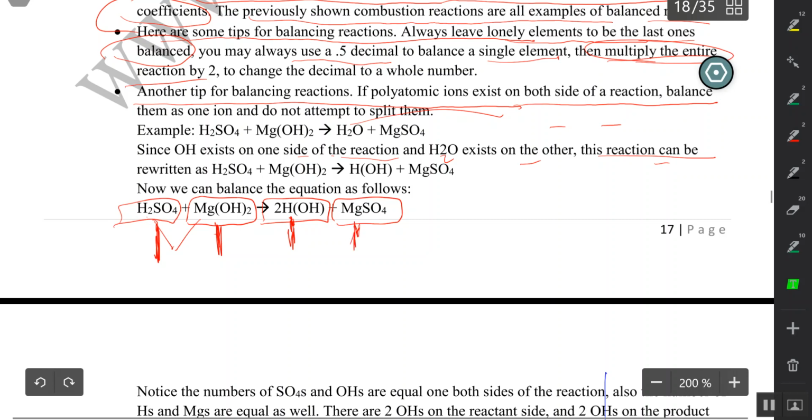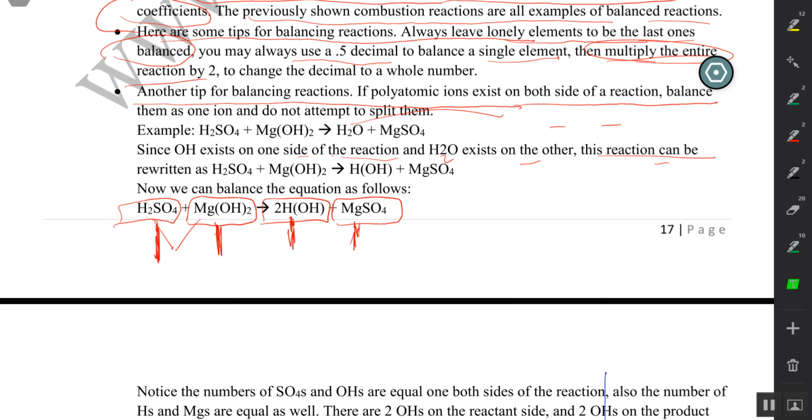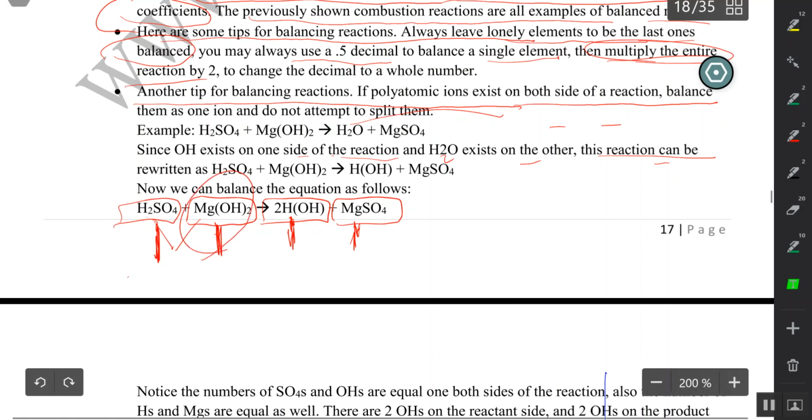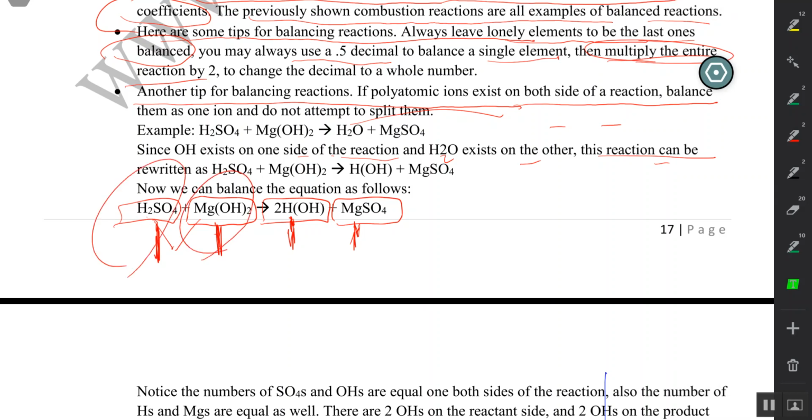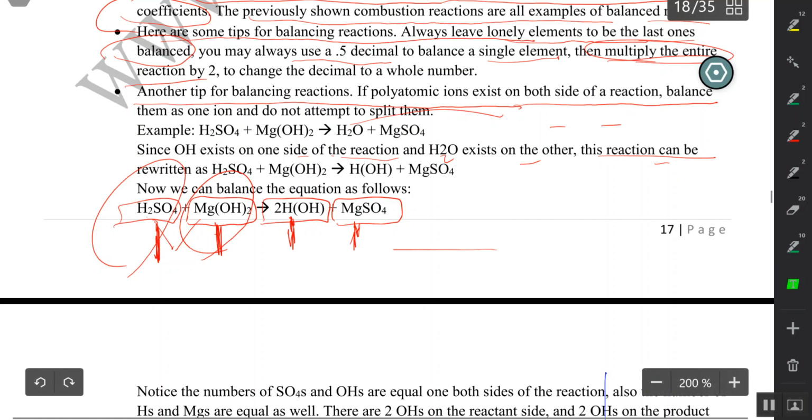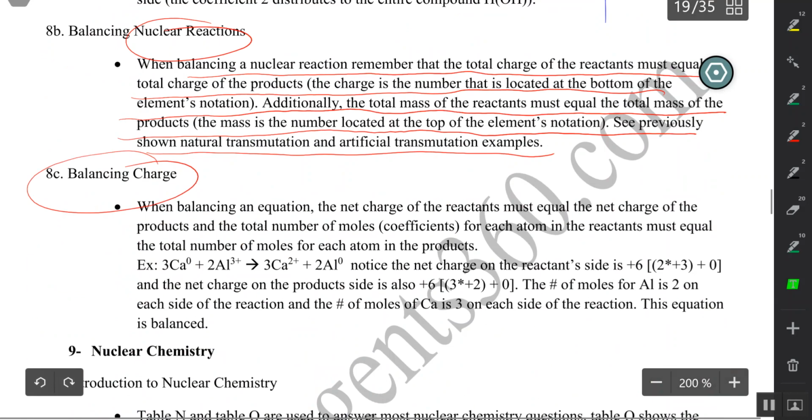Why is this important? If you're working in industry and trying to produce a certain amount of product, you would definitely need to know exactly how many reactants you have to order. If you order too many reactants, you're wasting resources. If you order too few, you can't produce the quantity that you desire. So balancing chemical reactions is very, very important.